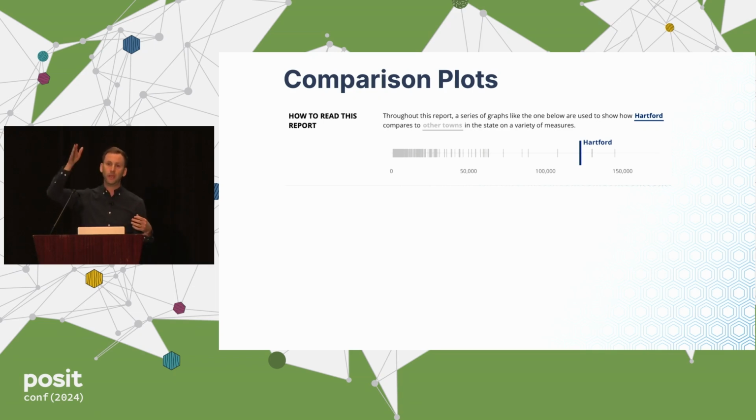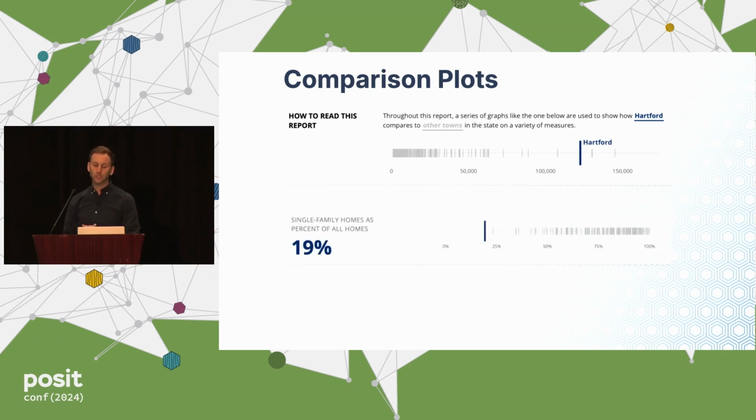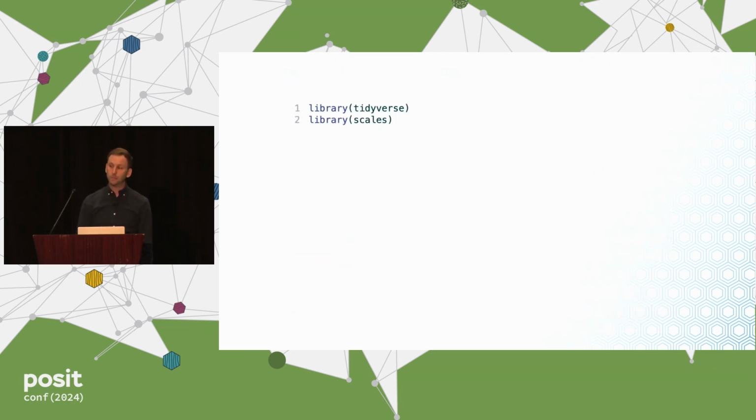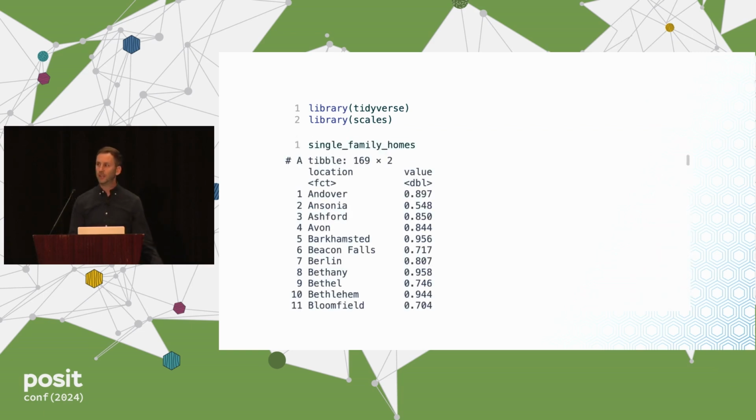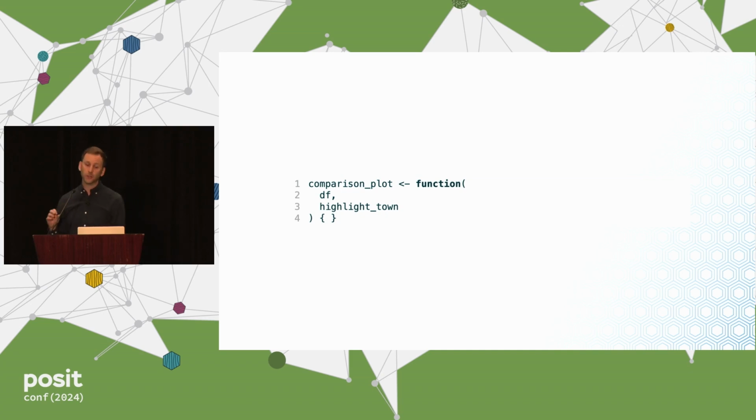We wanted to be able to compare the town that the report was for to every other town in the state of Connecticut. You can see, for example, we do that with single family homes as a percent of all homes, and then also with total population. And we did this for many different things as well. To make this comparison plot, I'm going to load a couple packages, tidyverse and scales. And you can see that I've got data that I'm working with here, single family homes. Then I'm going to make a function that I'm calling comparison plot. It takes 2 arguments, my data frame, and then whichever town I want to highlight, the highlight town.